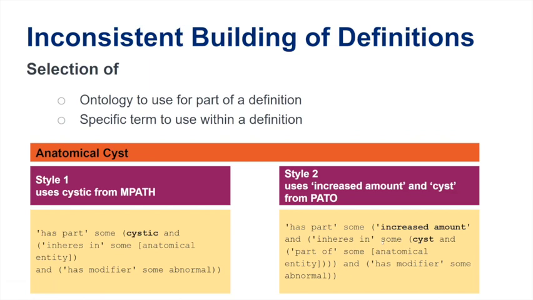And hopefully the anatomical entity that people picked was the same if they were talking about the same entity, but you weren't going to get that both of these were talking about a cyst, because there's no connection between Empath and PATO. And in this case, both the MP and the HPO were using both of these styles.